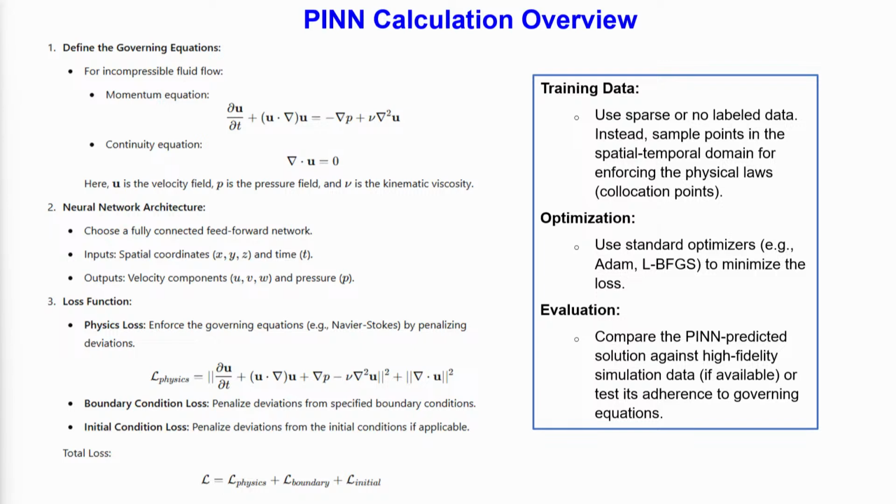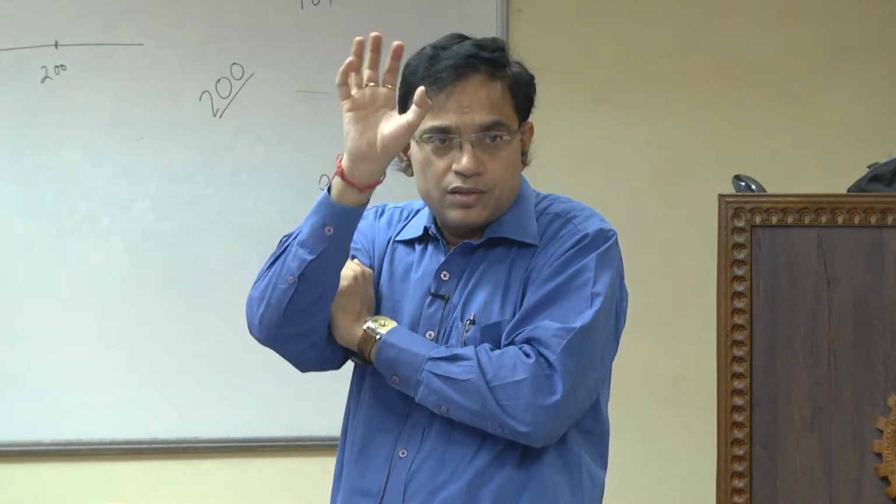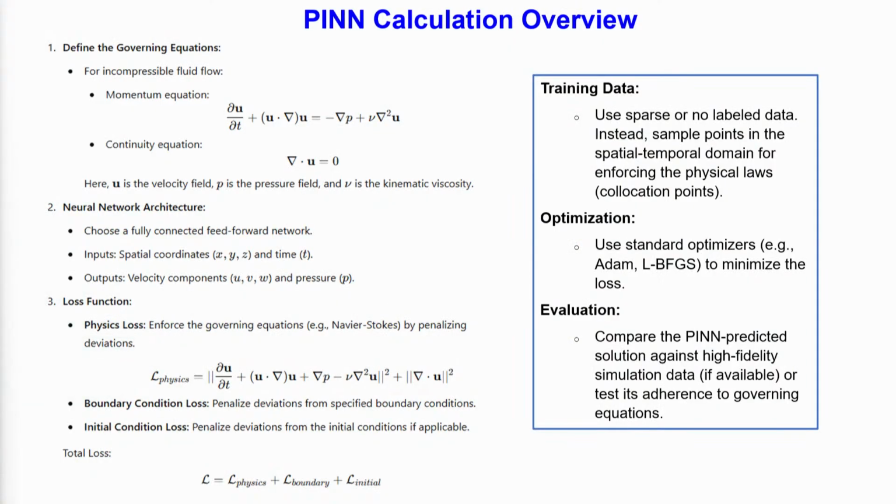So, in general you have the loss function due to the physics, boundary and initial, and the training data. Use sparse or no labeled data, instead sample points in the spatial temporal domain for enforcing the physical laws, which are just collocation points. So, these points are like nodal points or grid points where you satisfy the physical laws.